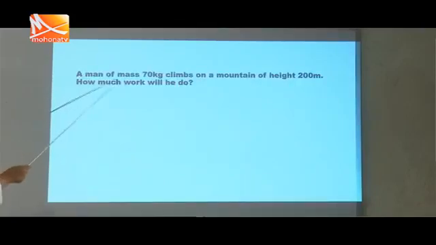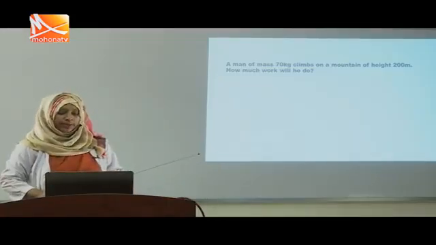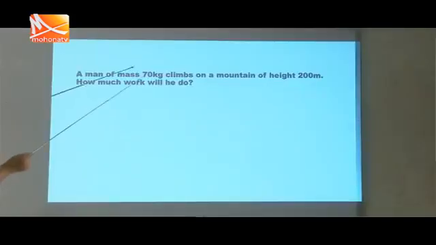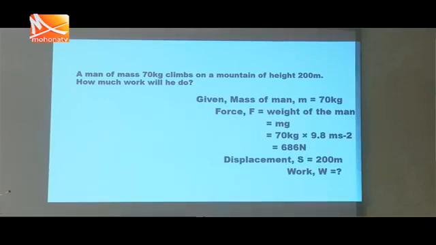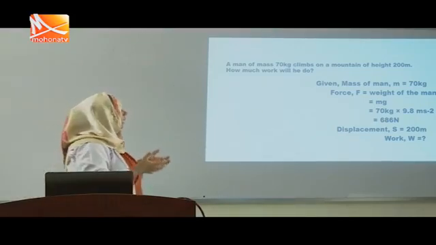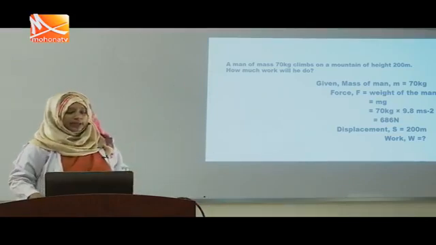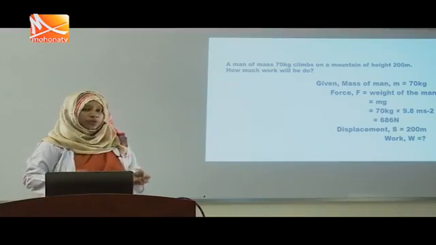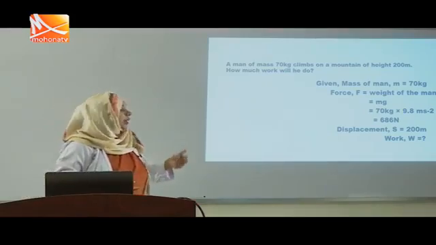Another problem: a man of mass 70 kg climbs a mountain of height 200 meter. How much work will he do? Here you can see that there is no force given. So, given mass of man m equal to 70 kg. As there is no applied force, the weight of the man is the acting force on him. So, force F equal to weight of the man, that is weight equal to mg. We have learned it in class 8. Weight W equal to mg, weight is also a force. So, force equal to weight of man, that is mg, mass into gravitational acceleration.